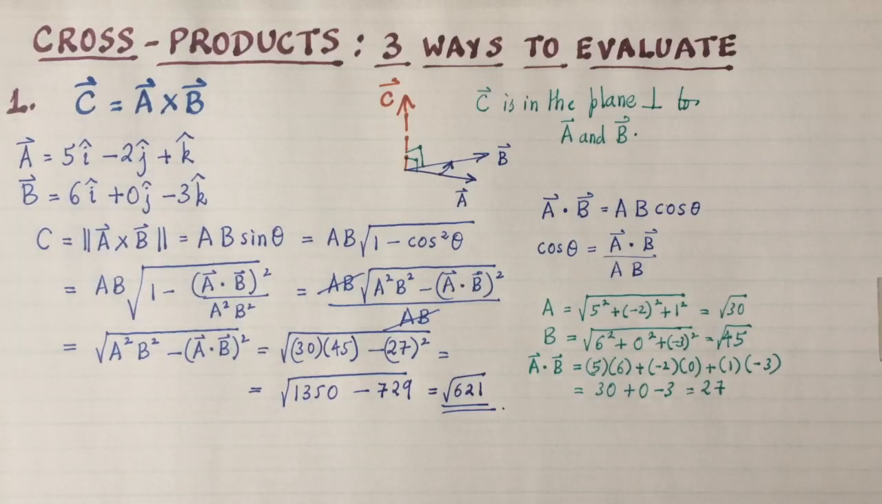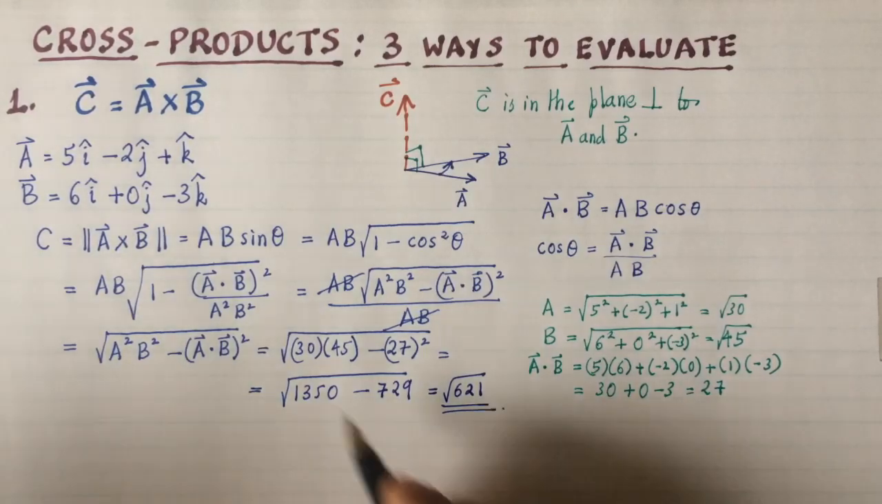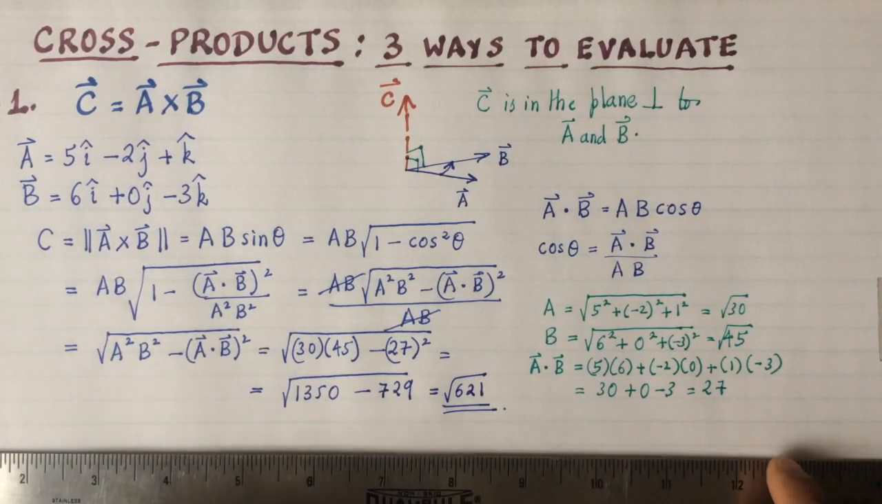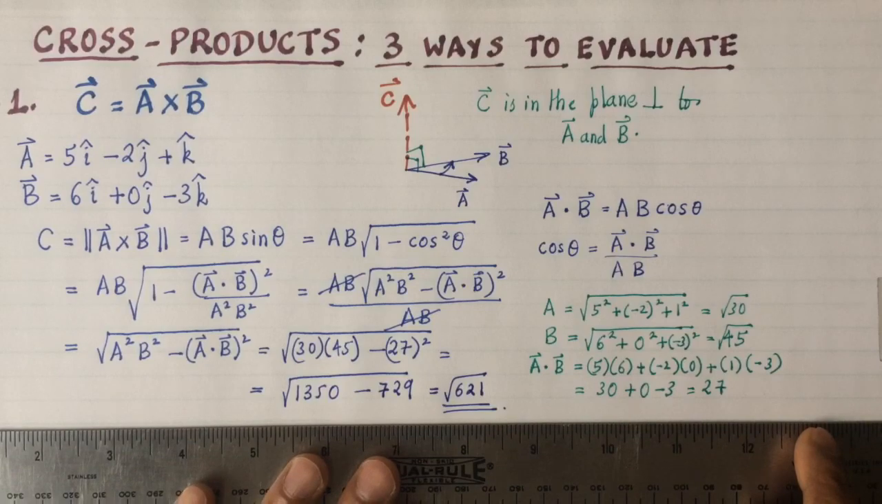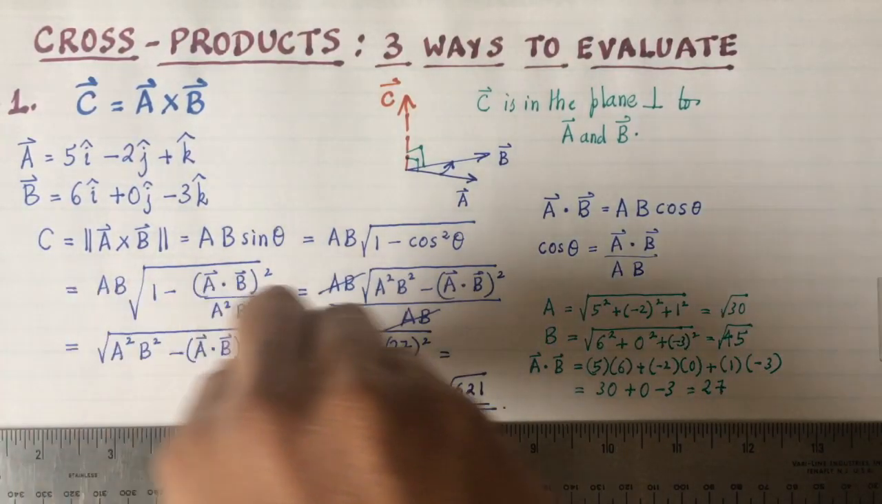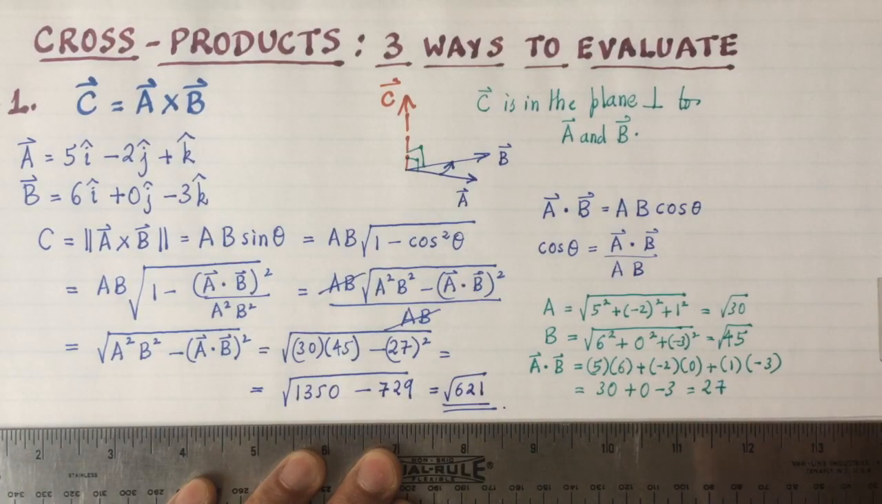So that's the magnitude of the cross product. The direction, as I told you, cannot be found because it's the direction of your thumb, whatever that direction happens to be. But the magnitude can be found using the most primitive definition of the cross product. So now let's go to the second way of looking at cross products.